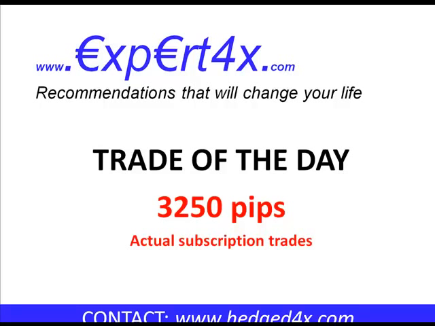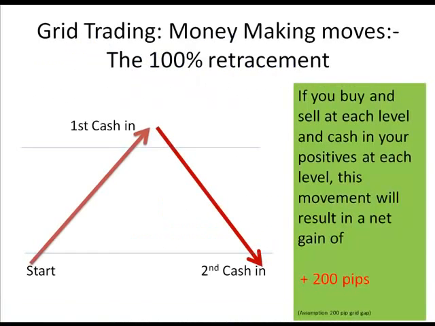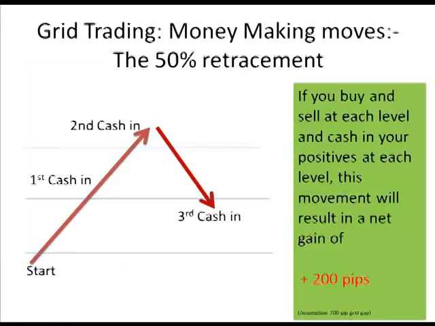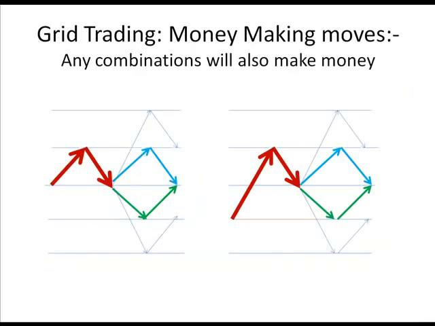Those have now been overcome subsequently by using 2 trading accounts. So you use one account for buys and one account for sales, and the FIFO rule is no problem because we do cash in the first transaction at all times. So just a reminder, your first money making formation is the 100% retracement, and the second money making formation is the 50% retracement. Okay, so we can make money using any of these combinations.